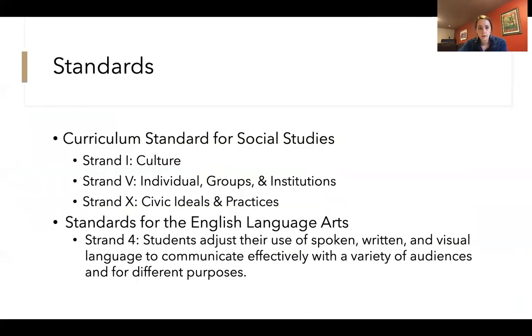The standards for this unit are curriculum standards for social studies: strand 1, culture; strand 2, individual groups and institutions; and strand 3, civic ideals and practices. And then the standard for language arts is that students adjust their use of spoken, written, and visual language to communicate effectively with a variety of audiences for different purposes. So how are they getting these topics across to different audiences?